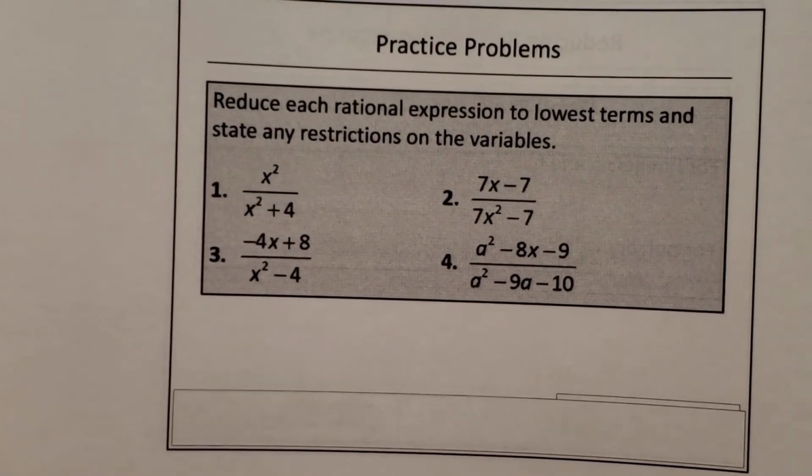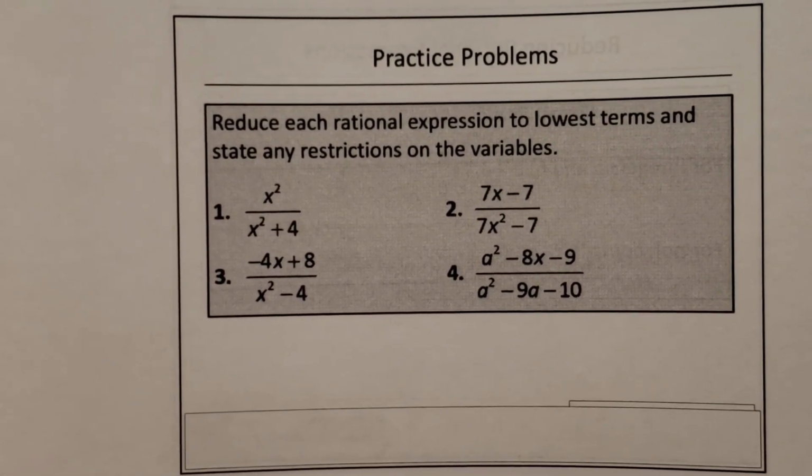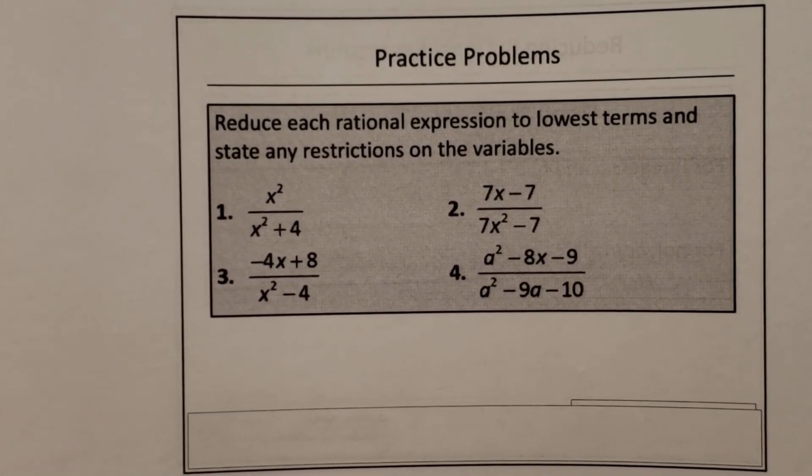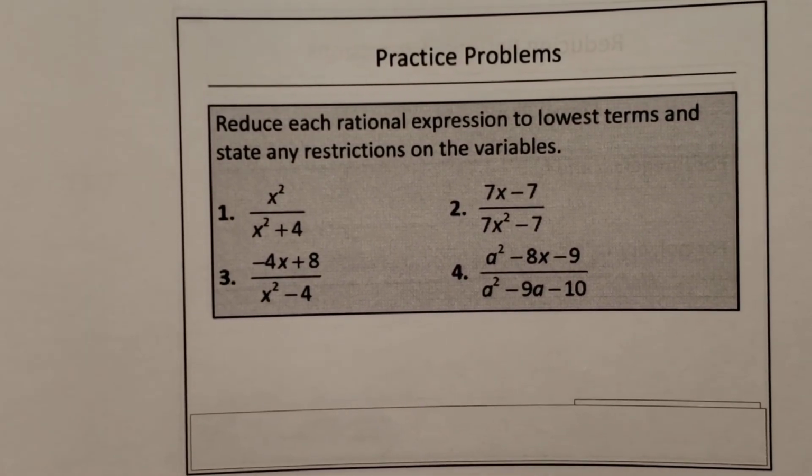All right, it says to first reduce, then find restrictions, but I always like to find the restrictions first because you want to use the original problem. You're not going to use the answer after you've reduced it. You have to always reduce the original expression.